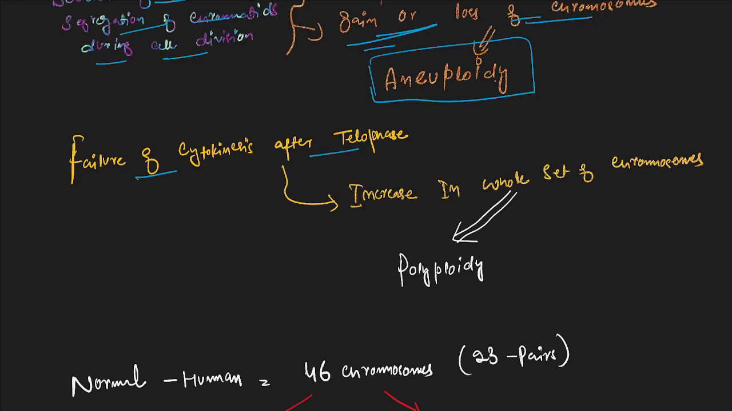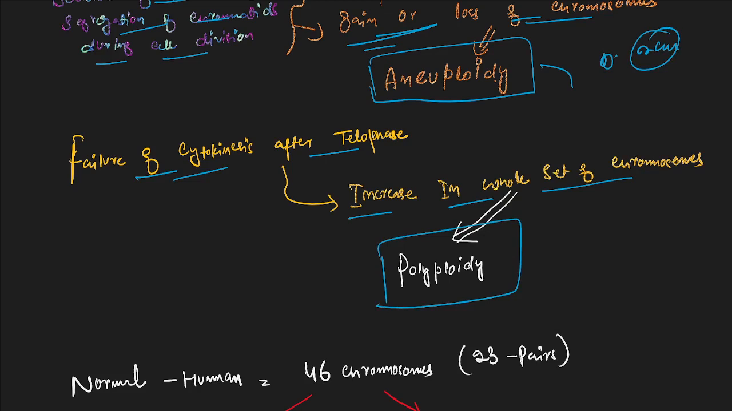Whenever there doesn't happen any cytokinesis after the telophase of the cell cycle, what may result? It may result in the increase in the whole set of chromosome. In the previous aneuploidy, we were talking about only one chromosome or two chromosomes. Clear? But over here in polyploidy, what are we talking about? We are talking about increase in the whole set of chromosome. That means not a single chromosome will increase here, but a whole set of chromosomes will increase. Clear? And that particular condition is known as polyploidy.